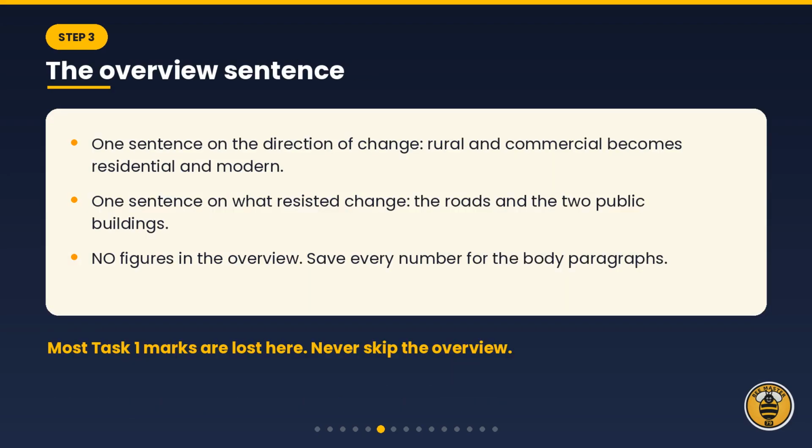The overview is the single most important sentence group in task 1, and it is where most candidates lose marks. Write 1 sentence on the direction of change. Rural and commercial becomes residential and modern. Then 1 sentence on what resisted change, the roads and the 2 public buildings. And here is the rule that students break constantly. No figures in the overview. Save every single number for the body paragraphs.